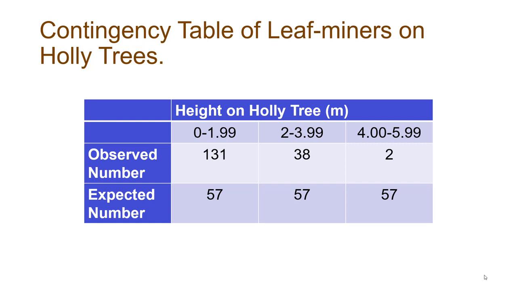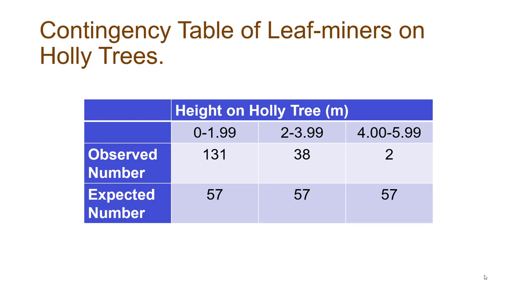Just looking at the data, you see the observed numbers 131, 38 and 2. It's quite clear that there's no constant relationship at the different heights. They're very frequent at the bottom of the tree, not so frequent at the top. But this is also because I don't really think the trees are a cylinder. They have more leaves at the bottom because they tend to be wider. So it's not perhaps a great experiment.